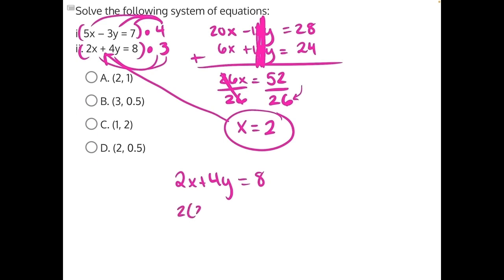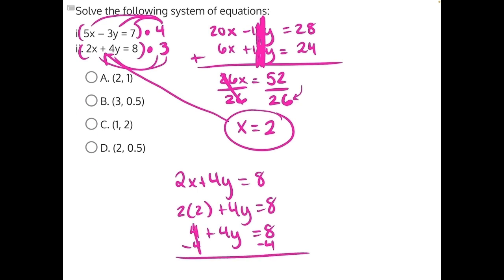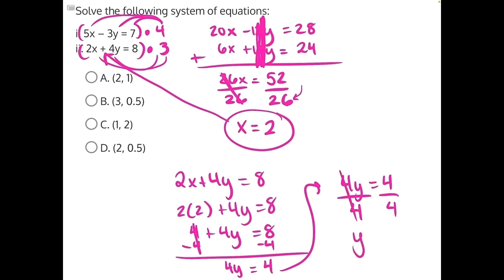We'd have 2 times 2 plus 4y equals 8. This will give us 4 plus 4y equals 8. Then we would subtract 4 from both sides. These will cancel, giving us 4y is equal to 4. Last step is to divide both sides by 4, giving us y is equal to 4 divided by 4 is 1. And that would make answer choice A our correct answer.